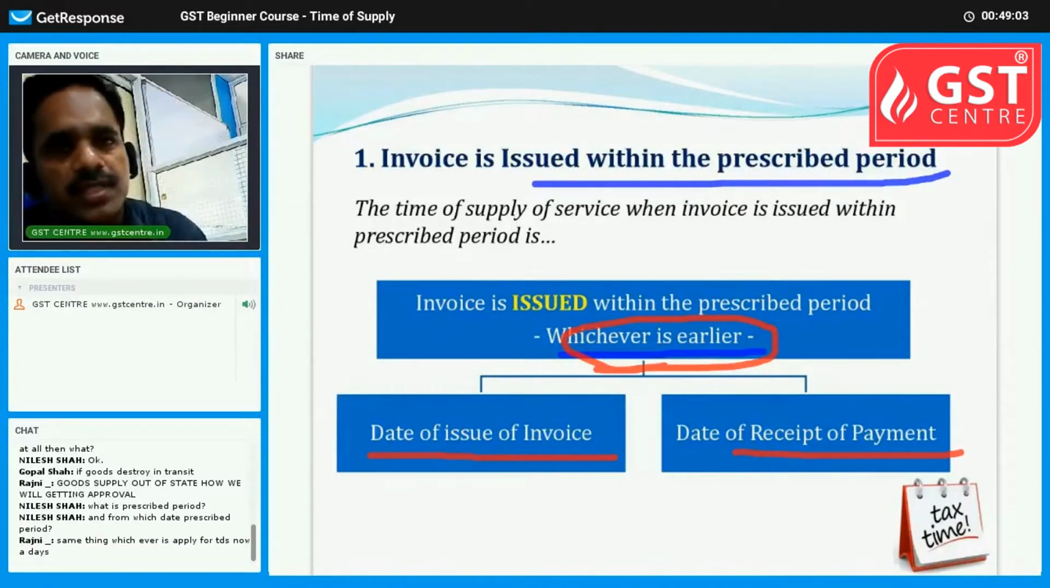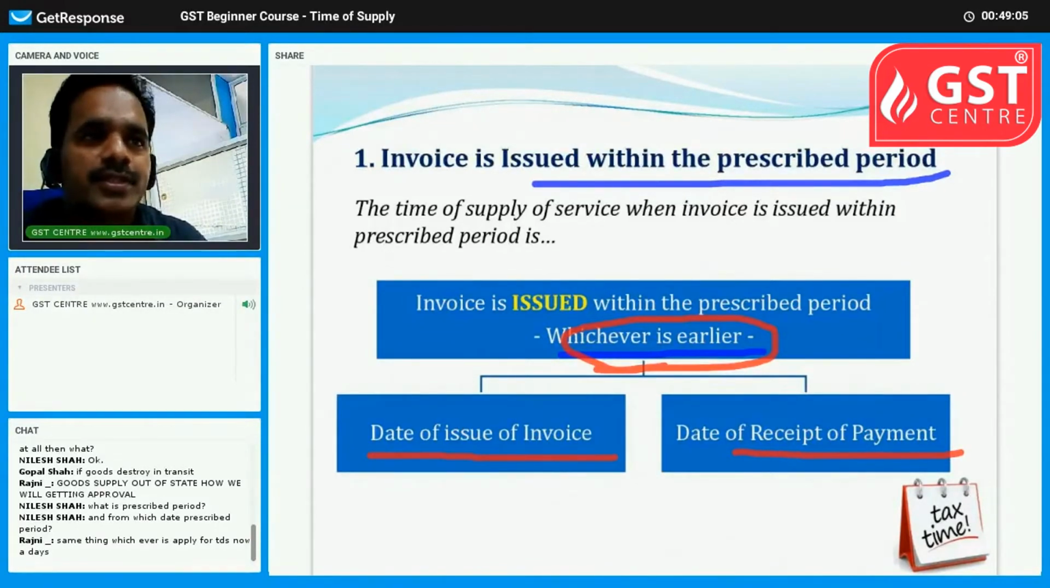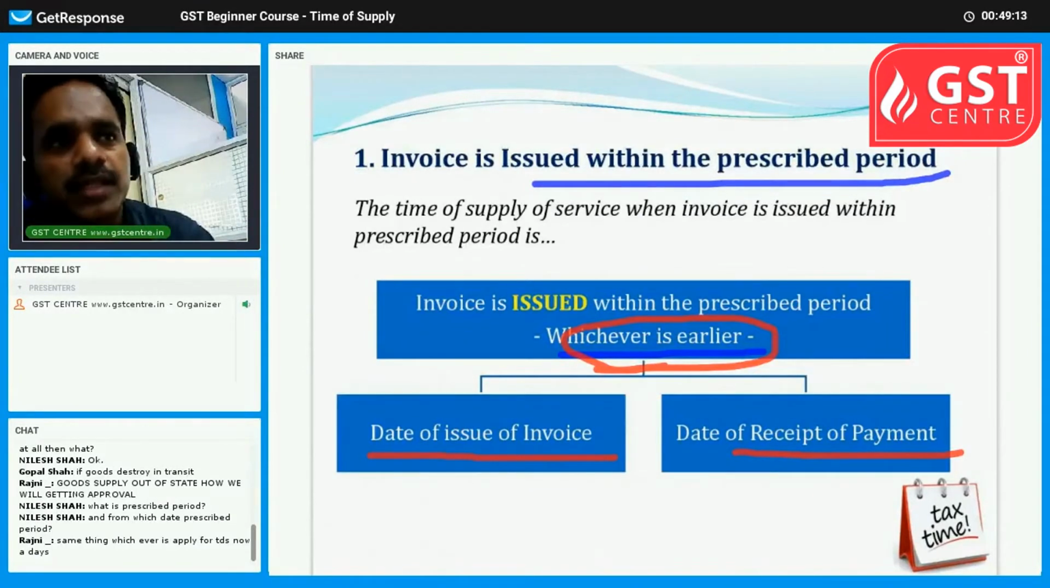And the other thing is the prescribed period. We have to check the rules. From my memory, this prescribed period is not yet specified. I'm not so clear, but I will check and tell you next day. I'm not clear, Rajini. I'm not getting your point.